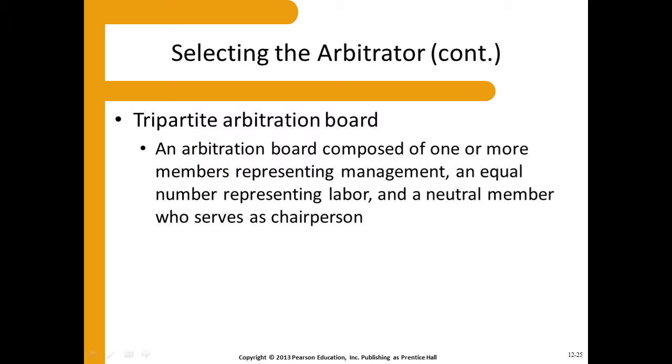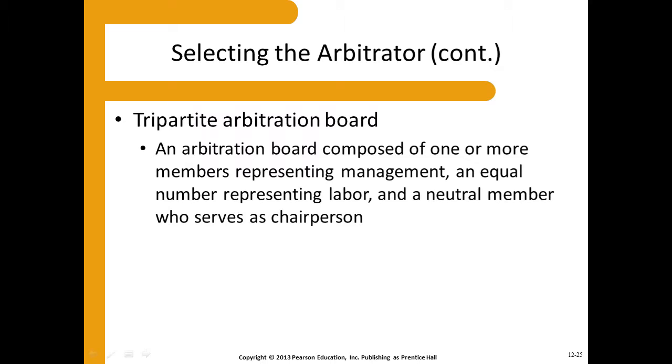So tripartite boards sometimes don't reach decisions unanimously. Collective bargaining agreements therefore often stipulate that a majority award of the board is final and binding. Some agreements may even give the neutral member the sole right and responsibility for making the final decision.